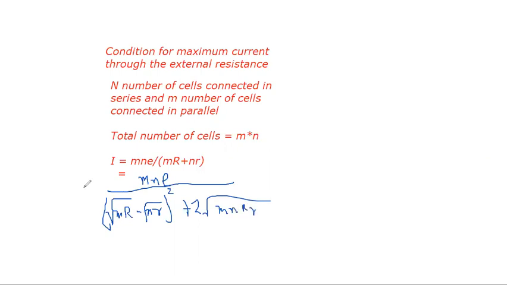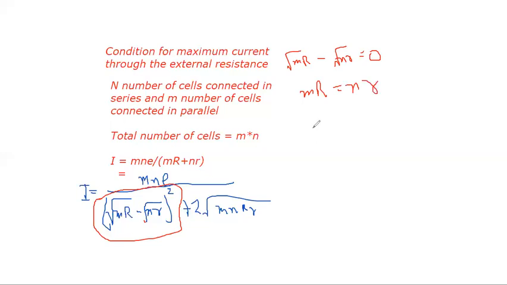Now this I will be maximum when this value is 0, right? Because for any other value this will be positive and I will be less than the value when under root mR minus under root nr, whole square, is equal to 0. So we get that under root mR minus under root nr is equal to 0. So we can write mR is equal to n into small r, and R is equal to nr by m.